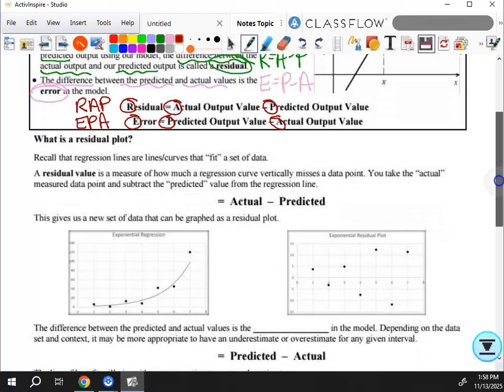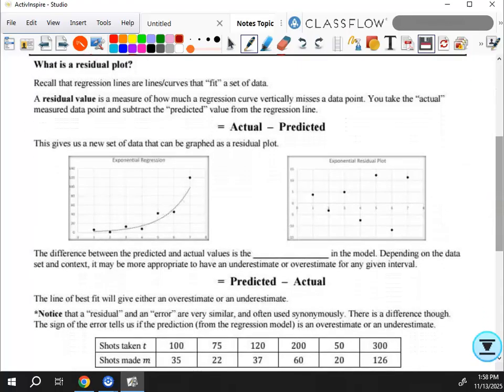Okay, so then residual plots, which we looked at quickly, didn't do much with it, but recall that a regression line is a line or curve that just fits the data. So again, this is going to be very repetitive, but that's okay. A residual value is the measure of how much the regression curve vertically misses the data point. What is the distance off of the actual curve? You take the actual and subtract the predicted. So actual minus predicted, that is your residual.